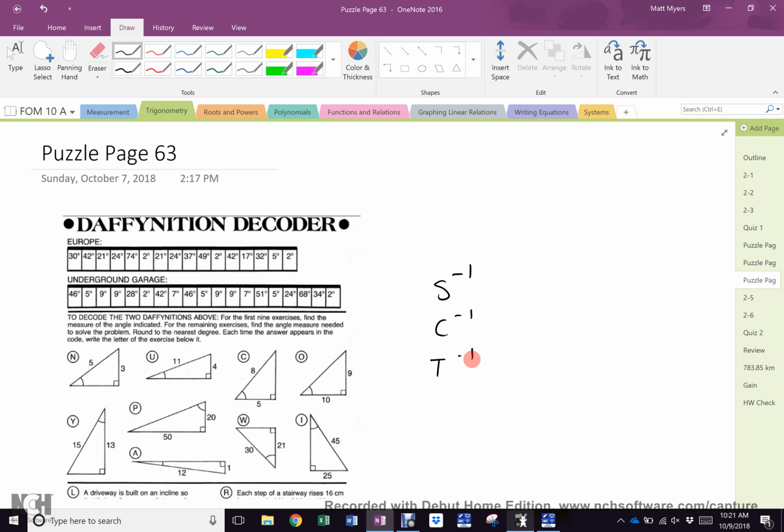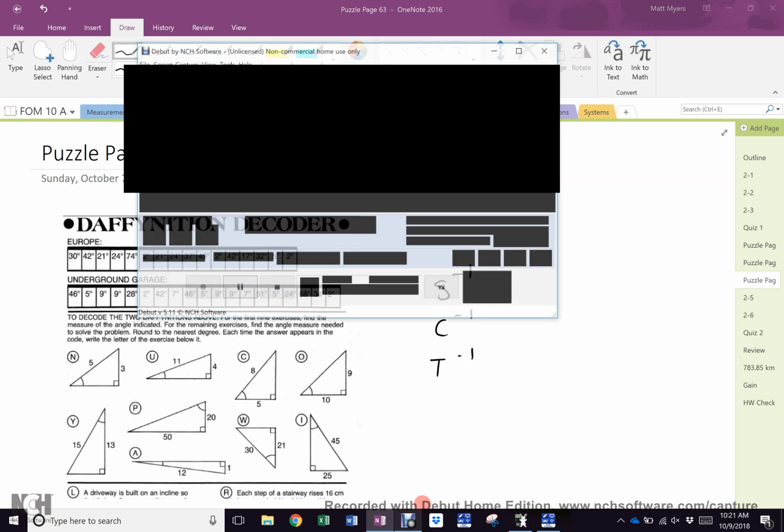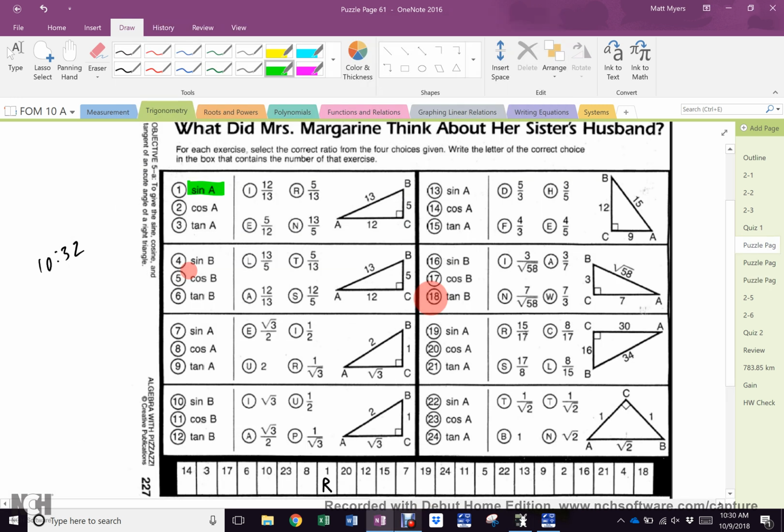10 minutes for the first page? Go. If you finish the first page, move on to the second one. People should be making a pretty good go at this, yeah? Because all you're doing is looking, right?